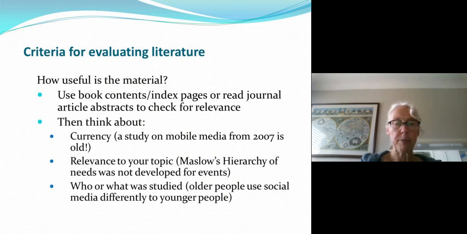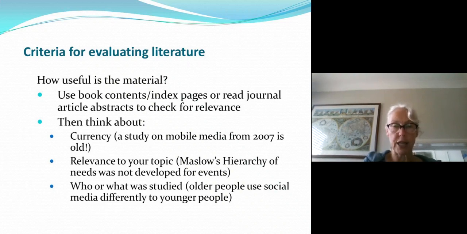And then there's things to think about, like criteria for evaluating literature. So, obviously, how useful is this material, basically? When there's a lot of material out there, one of the things I always say is use things like a book's contents or the index pages to see if they've got relevant material in there, and focus initially on journal abstracts, because that will tell you pretty much straight away whether something's relevant or not.